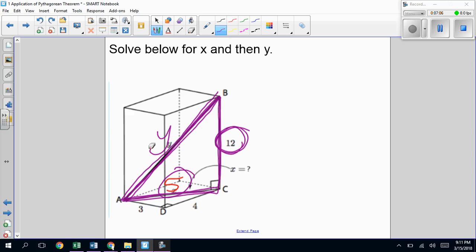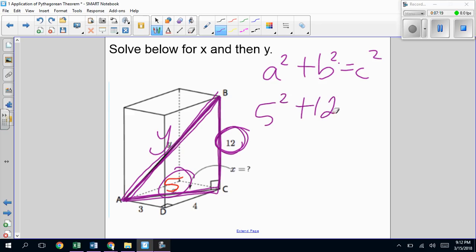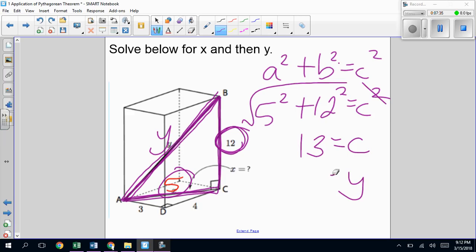Again, if you know your Pythagorean triples, that's a 5, 12, 13. So in other words, if I did a squared plus b squared equals c squared, I get 5 squared plus 12 squared equals c squared. And then I take the square root of both sides, and I get c is 13. Or I could have replaced c with y. So y is 13, right? Okay, so the length of y here is 13.